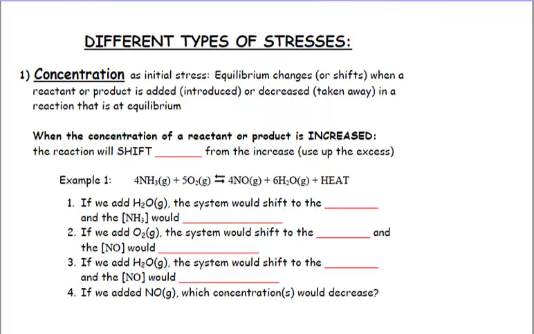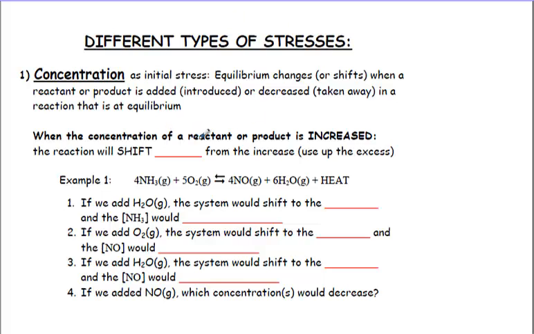So the first stress is concentration as the initial stress. So equilibrium will change or shift when a reactant or product is added or decreased in a reaction that is at equilibrium. So either we introduce something new or take away something. Okay, that's going to actually change the equilibrium, and it's got to go to the opposite direction or toward it in order to balance it out.